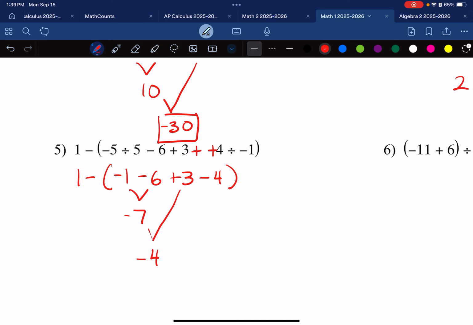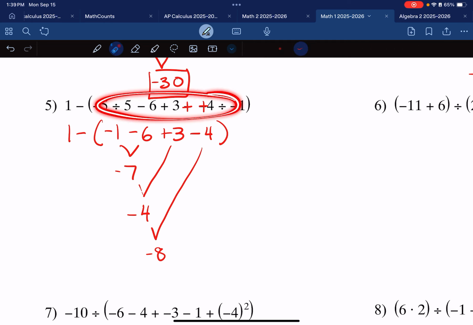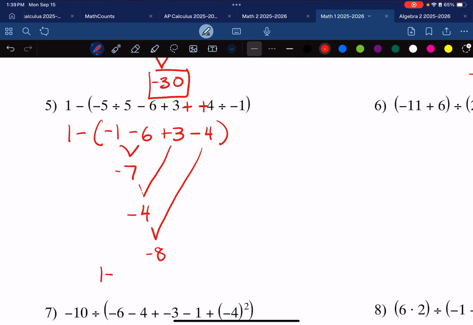And then finally, I have to do this negative 4 and this minus 4. Notice both of these have the same sign, therefore you add them, take the sign of larger. They're the same size, so you just take either one of them, you get a minus. Now I have everything inside the parentheses is a negative 8, and I have this 1 minus out in front. So let me rewrite that. I have a 1 minus the negative 8.